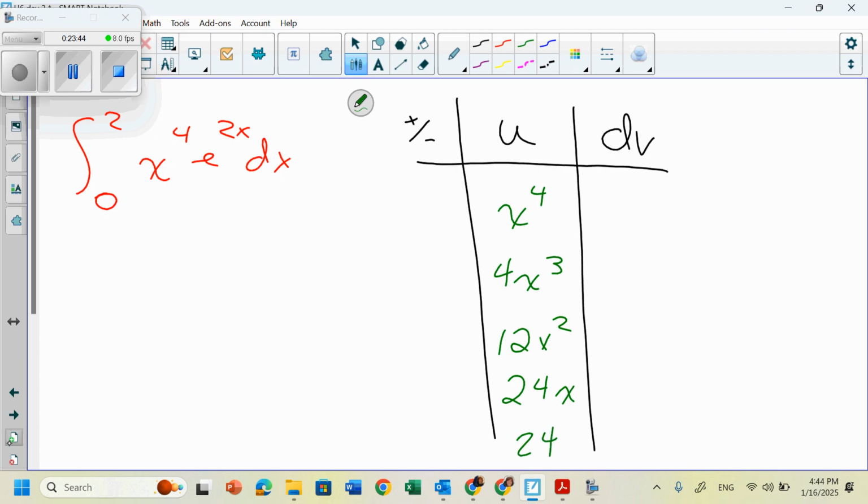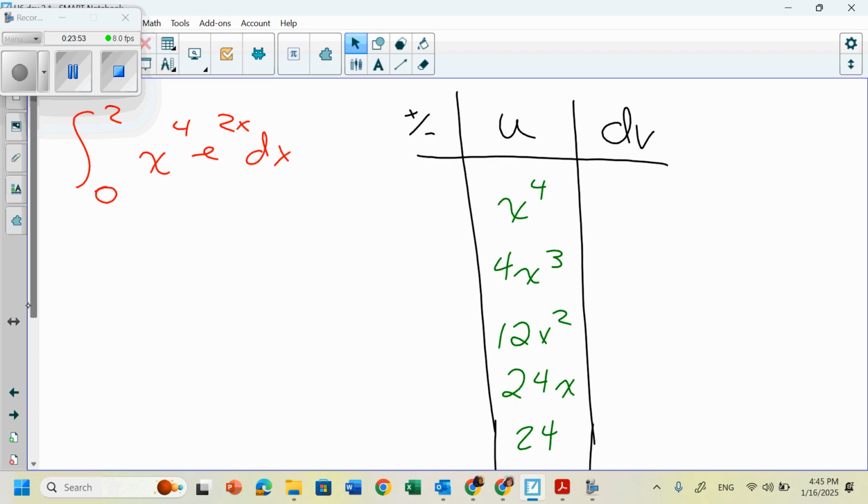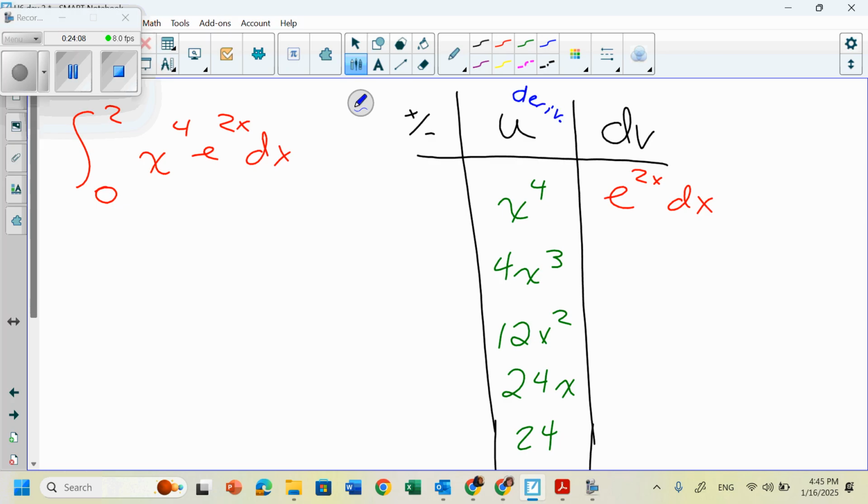The right-hand column is my dv. It's the one that you're going to integrate. Okay? So, again, middle column is derive. Last column is integrate. Alright, here we go. I'm going to integrate e to the 2x dx. That is not just e to the 2x because that x is not a plain x. Technically, you have to do substitution. And you should recognize that I need a 1/2 in front.